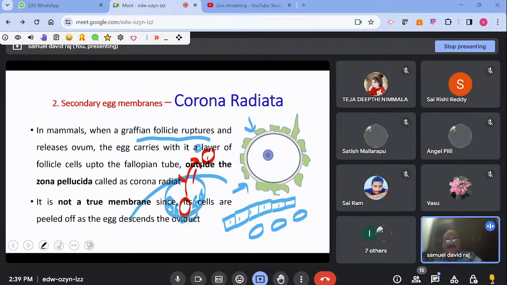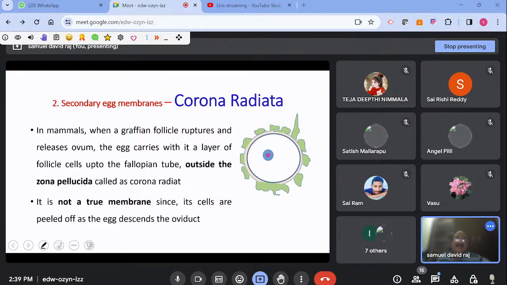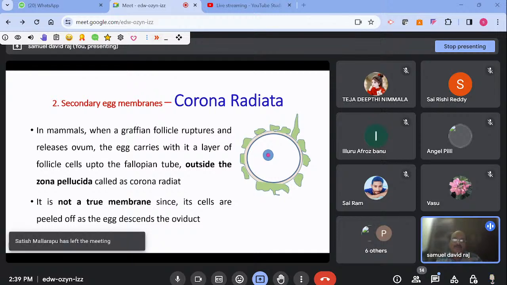So along with the ovum, certain follicle cells also are peeled off. They come along with it. They are present outside the primary egg membrane, and scientists call this the corona radiata. So the corona radiata is considered in mammals as a secondary egg membrane, but actually it is not a true membrane. It is nothing but the follicle cells which are present outside the primary egg membrane that are carried along with the process of ovulation around the ovum.